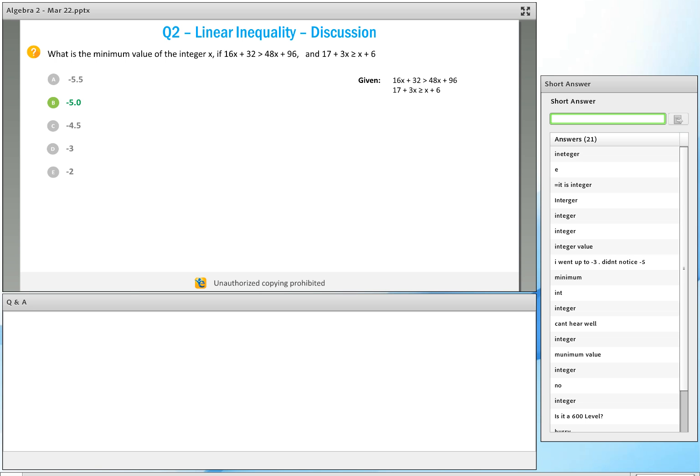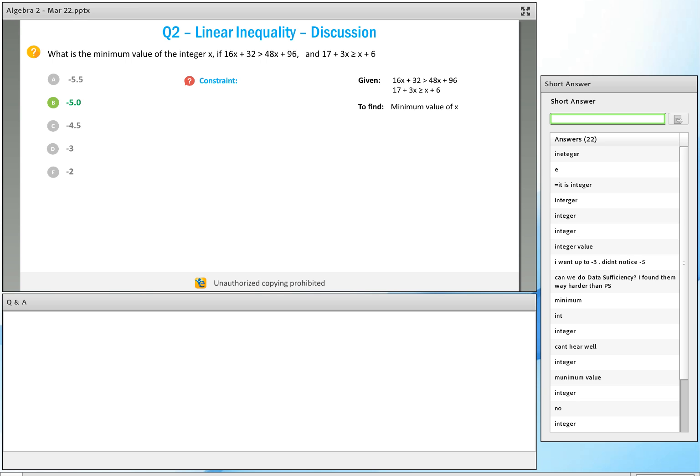So what's given over here is you're given these two inequalities. The first one is the same that we had in the prior question. We have this new inequality, which is the second one, which is 17 plus 3x is greater than or equal to x plus 6. And the question is asking, what is the minimum value of integer x? So is there a constraint? Yes, x is an integer. That's a constraint, and we have to find the minimum value of x.